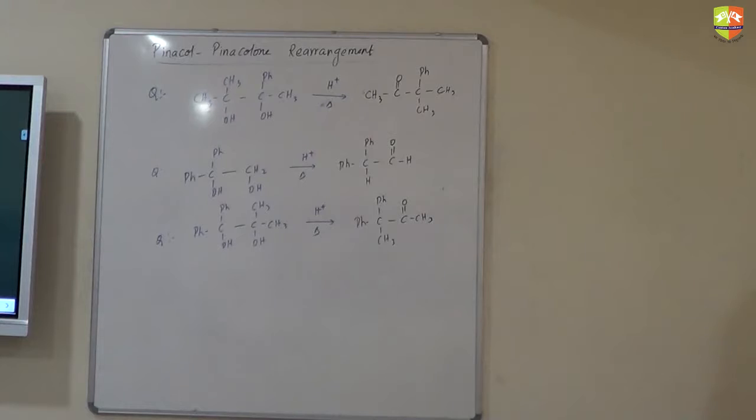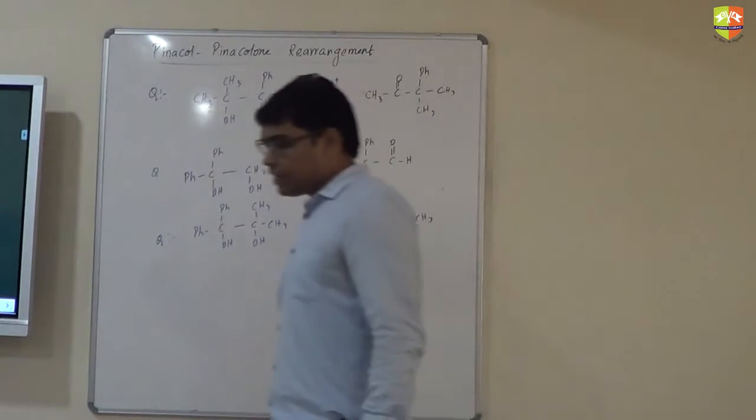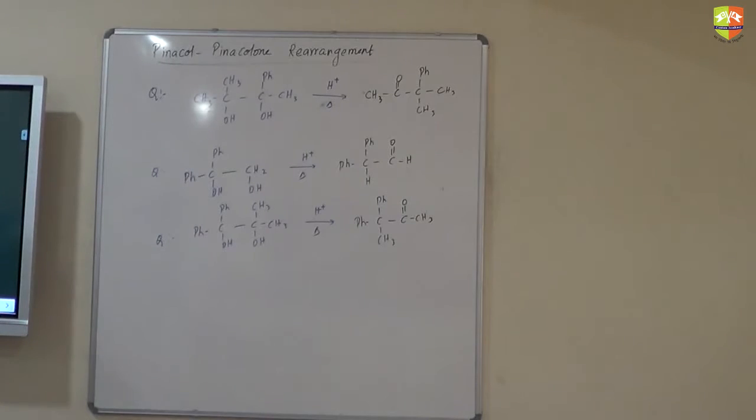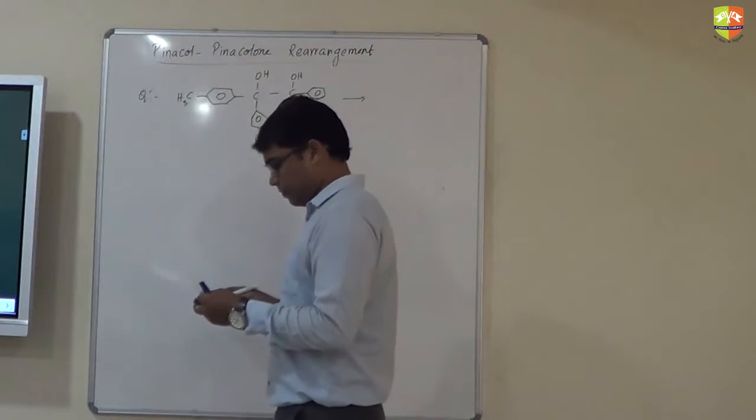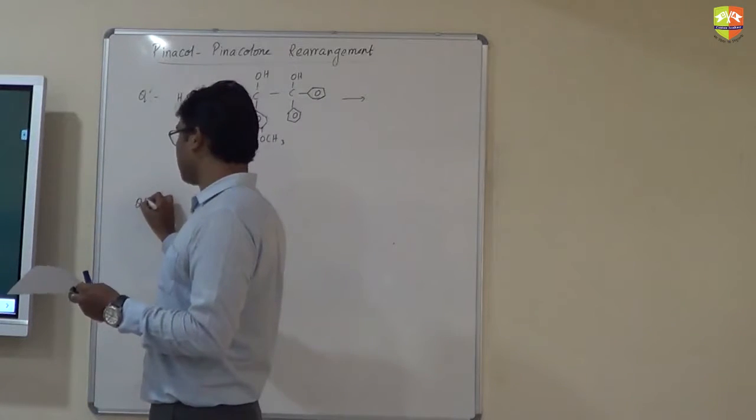So this one after the carbocation. And the second step, the one which has more migratory aptitude will migrate onto the adjacent carbocation. So what will be the answer? Exactly. What will be the answer on this one?